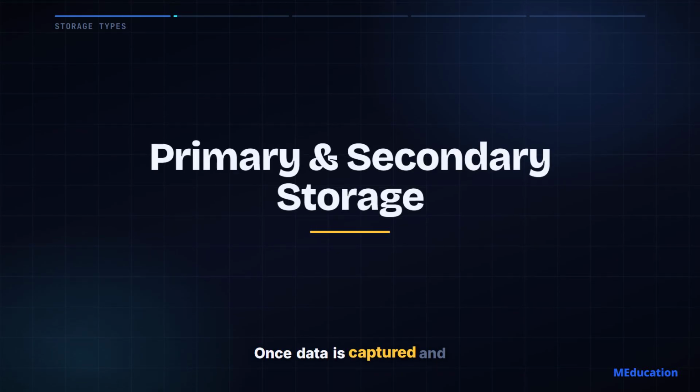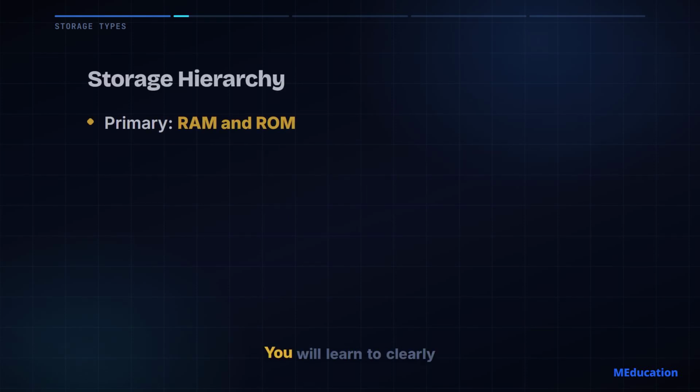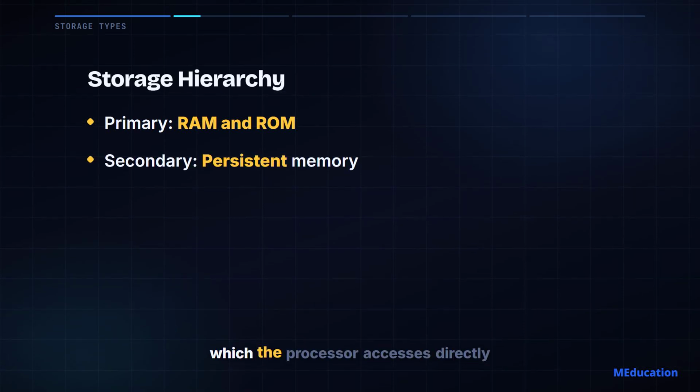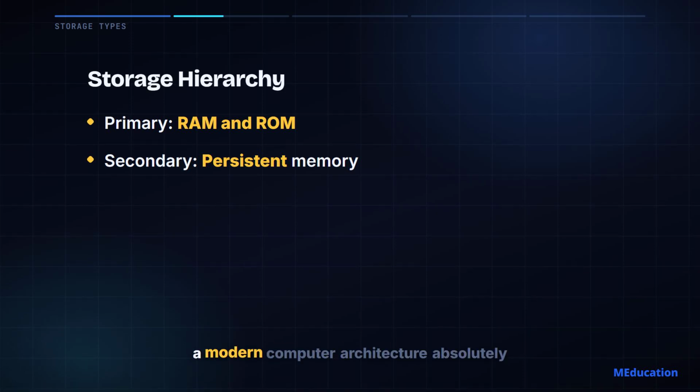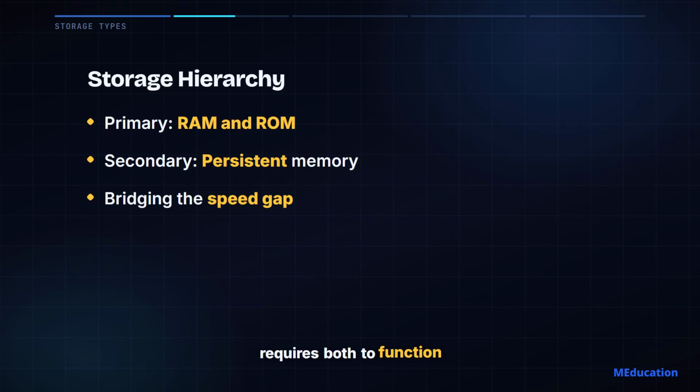Once data is captured and inside the system, it needs somewhere to live. You will learn to clearly distinguish between primary storage, which the processor accesses directly, and secondary storage, which provides persistent, long-term memory. We will look at why a modern computer architecture absolutely requires both to function.